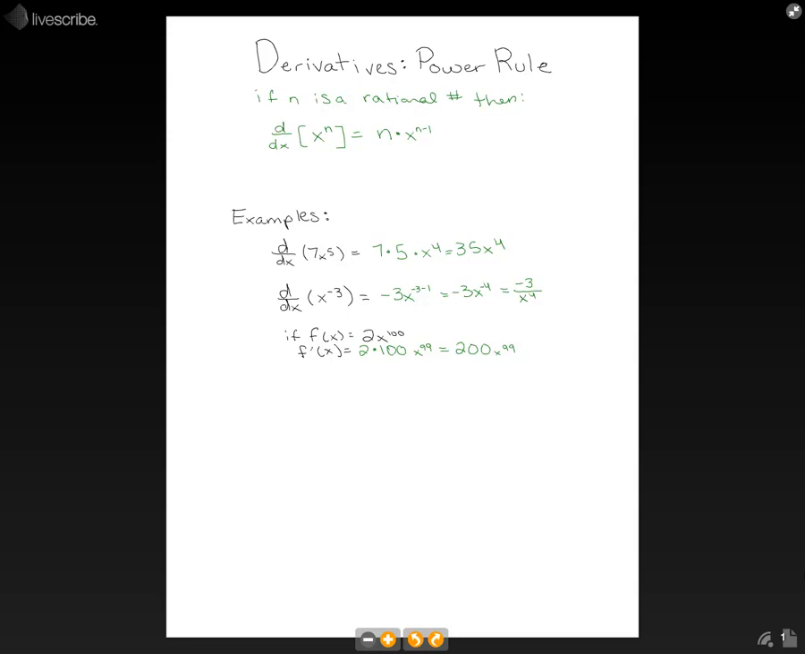Hopefully this can help you guys out on using derivatives and the power rule.